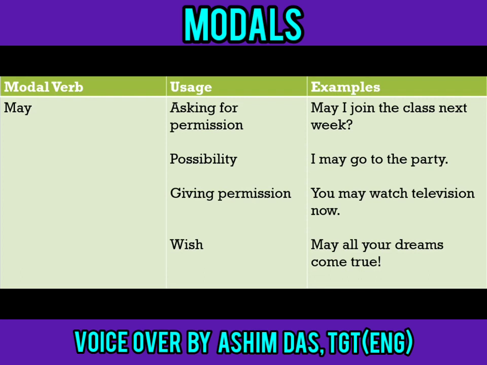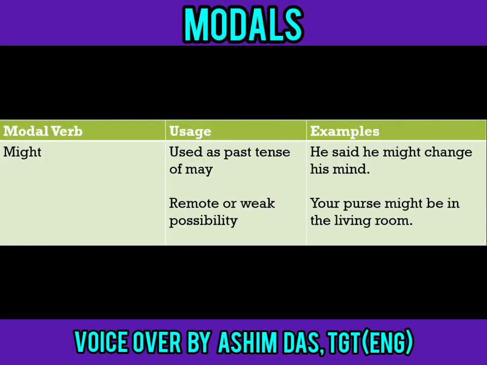Now, let us go to the next one, might. Might is used as past tense of may. Example, he said he might change his mind. The second usage of might is to show remote or weak possibility. Your parts might be in the living room. So, we can understand how might modal verb is used.